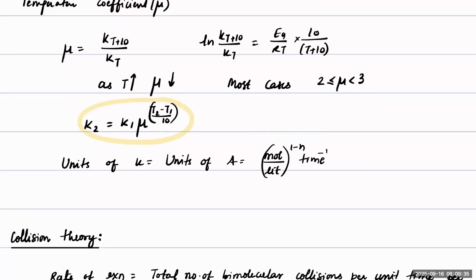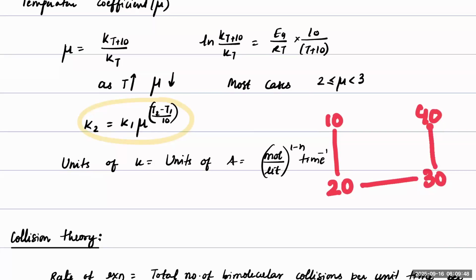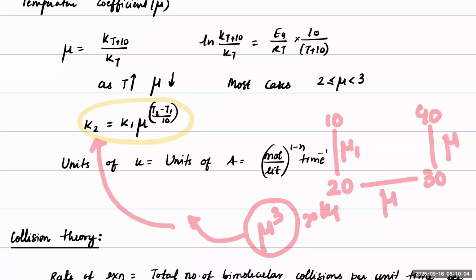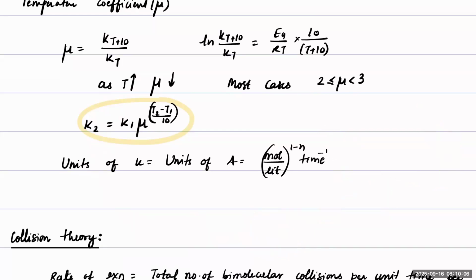If between two temperatures, let's say I'm talking about 10 to 40, that is basically three intervals: 10 to 20, 20 to 30, and 30 to 40. Here you will get one mu, here also you will get mu, here also you will get mu. So it should be mu raised to the power of 3. This many times K1 is what you should have as the rise in K2. Make sense?